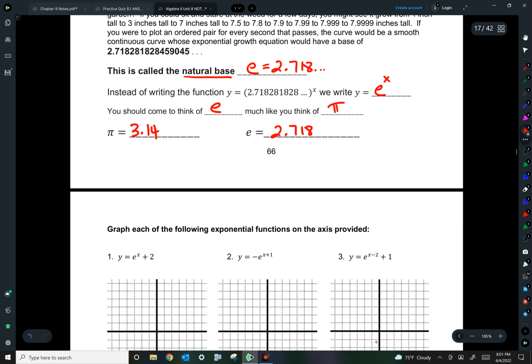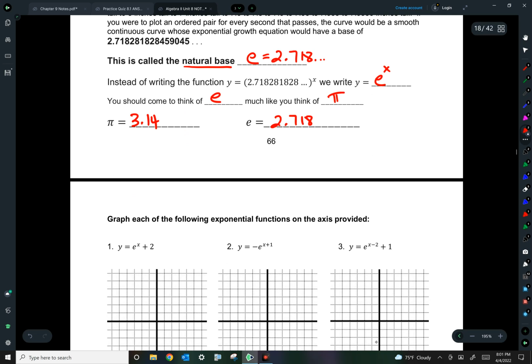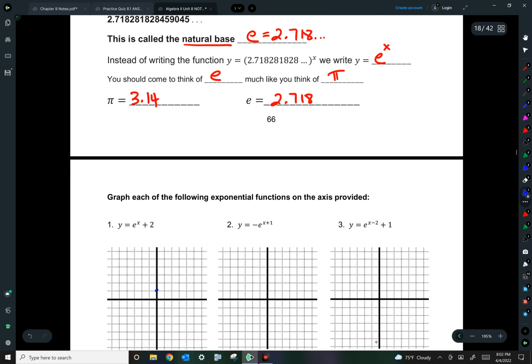So how does that change my graph? Well, it doesn't at all. Because if e is just like 2.7, this is like saying 2.7 to the x. Well, that's just like 2 to the x, 3 to the x, anything. So it really doesn't change the graphing at all. So e to the x is the basic graph, goes through 1, coming this direction. So that's e to the x.